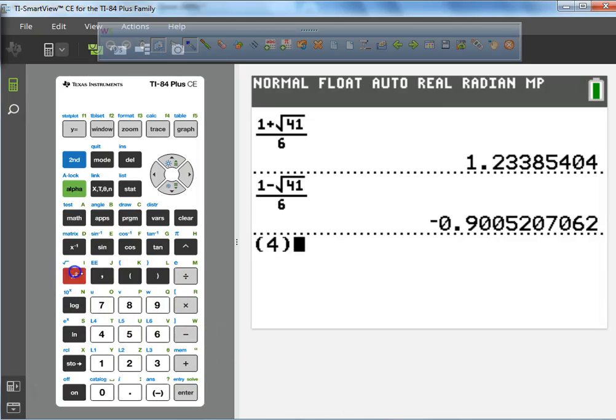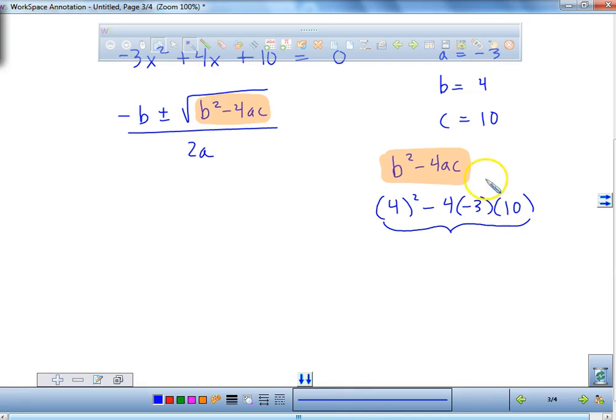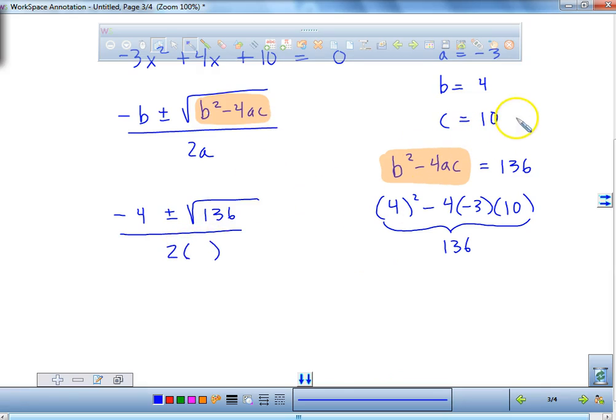Okay. 4 squared minus 4 times negative 3 times 10, I believe. It says 136. Okay, so all I'm going to do is right here, write what's that equal to? 136. Alright, so we found our discriminant. Now it says negative b. So what am I going to start with? Instead of negative b, I'm going to plug in a 4. So negative 4, plus or minus the square root of 136, all over 2 times my A value. Well, what is my A value? Looks like my A value is negative 3, so I'm plugging in negative 3. Okay. Alright, so now we have negative 4 plus or minus the root of 136 over negative 6.